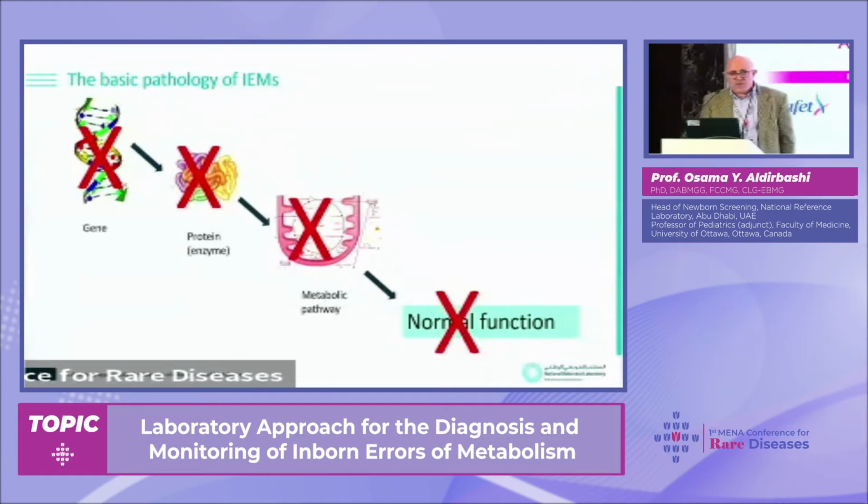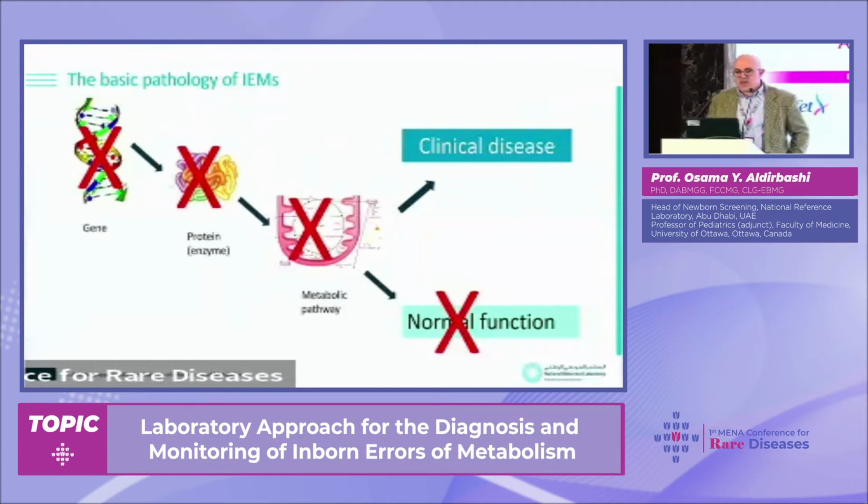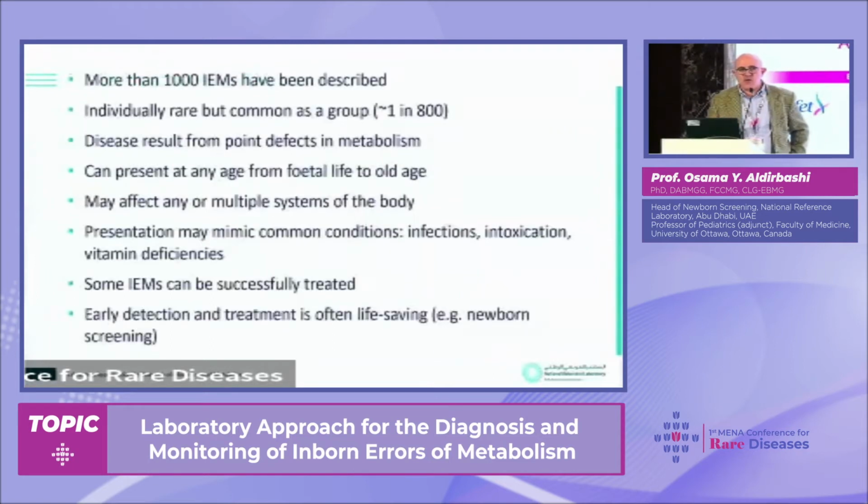Now, the group of inborn errors of metabolism exceeds 1,000 disorders that we are aware of, and although they are rare individually, as a group they are really quite common. Here I'm quoting 1 in 800, but probably there are even more. As I indicated earlier, they occur due to a mutation in a certain gene that affects an enzyme or transporter. They can present at any age, from fetal life to much older age, late in life.